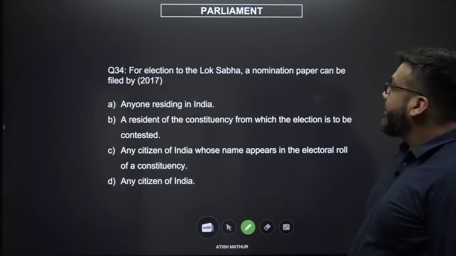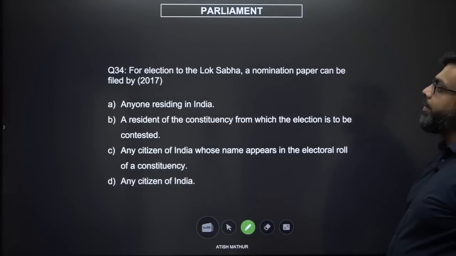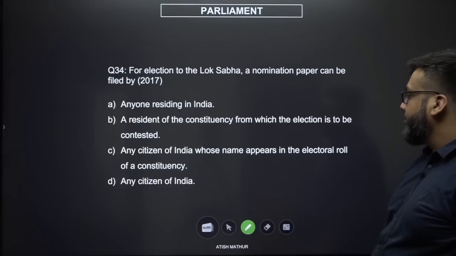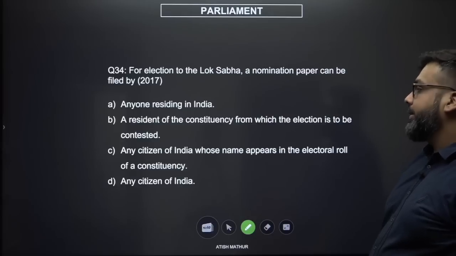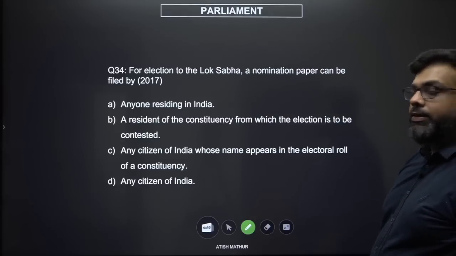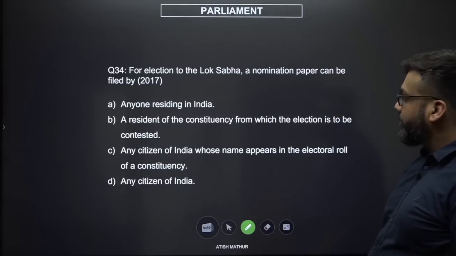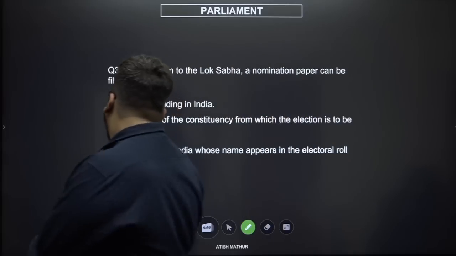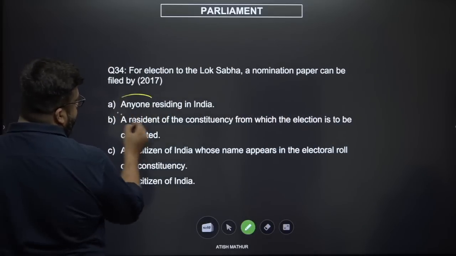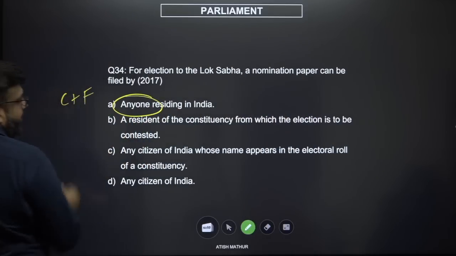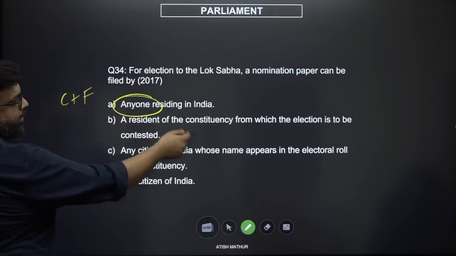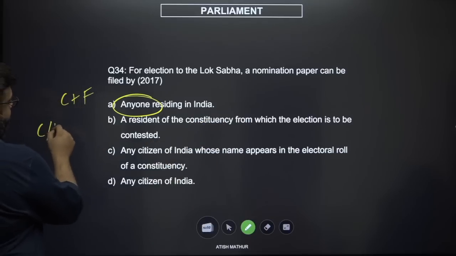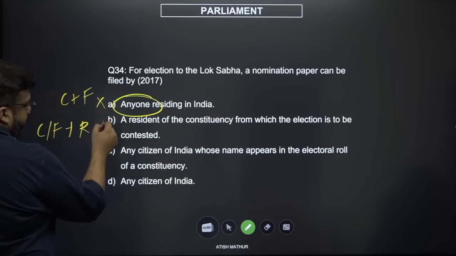For election to the Lok Sabha, a nomination paper can be filed by anyone residing in India, a resident of the constituency from which the election has to be contested, any citizen of India whose name appears in the electoral roll of a constituency, or any citizen of India. Apply the devil's advocate theory. Anyone residing in India would mean citizen plus foreigner. A resident of the constituency from which the elections have to be held. This means citizen or foreigner, but resident; both seem to be wrong.